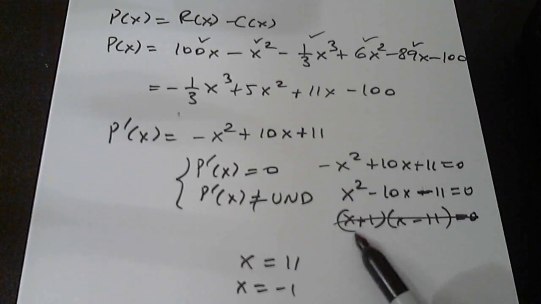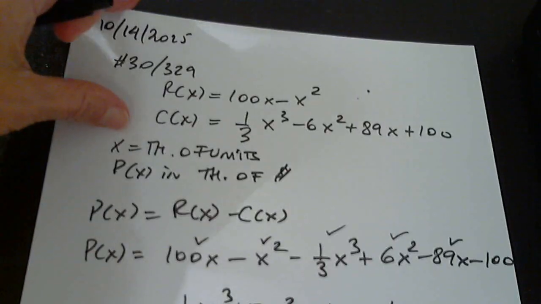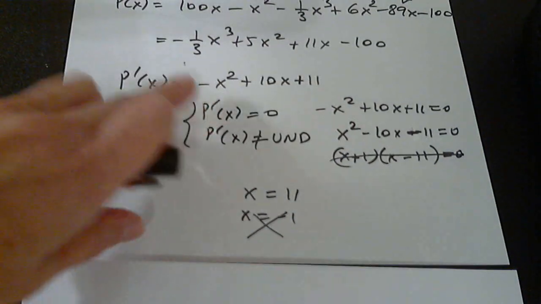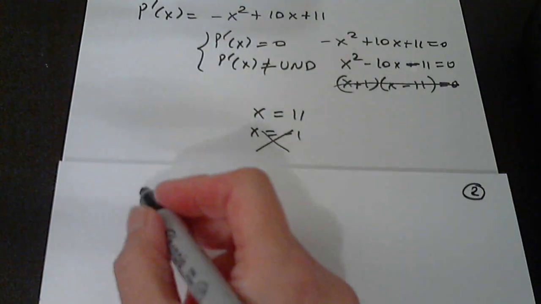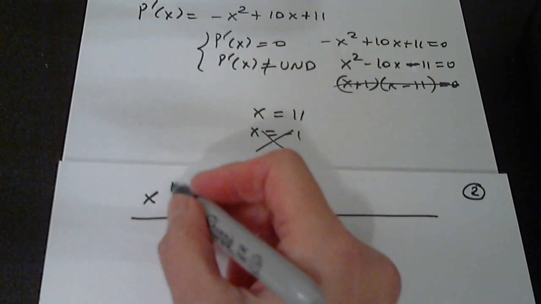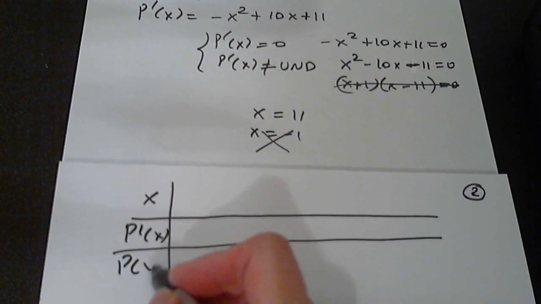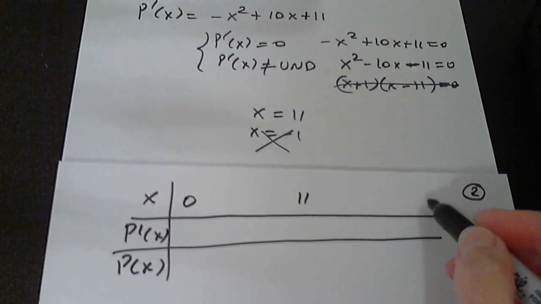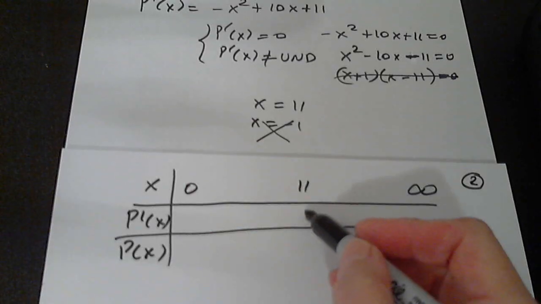I'm checking my numbers now. Correct. So of course we cannot have negative 1,000 units. So x is 11,000. And I don't know what this gives. Well, I do. Maybe, but I have to show. So p prime of x and p of x and 0, 11, and whatever. Okay, so at 11 it's 0.